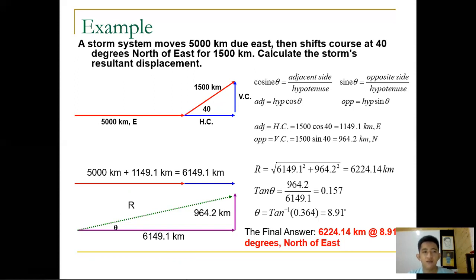Here, you can identify the total resultant displacement by using the Pythagorean theorem, where we use the vertical component that we calculated here. So the final answer now is 6,224.14 kilometers at 8.91 degrees north of east.